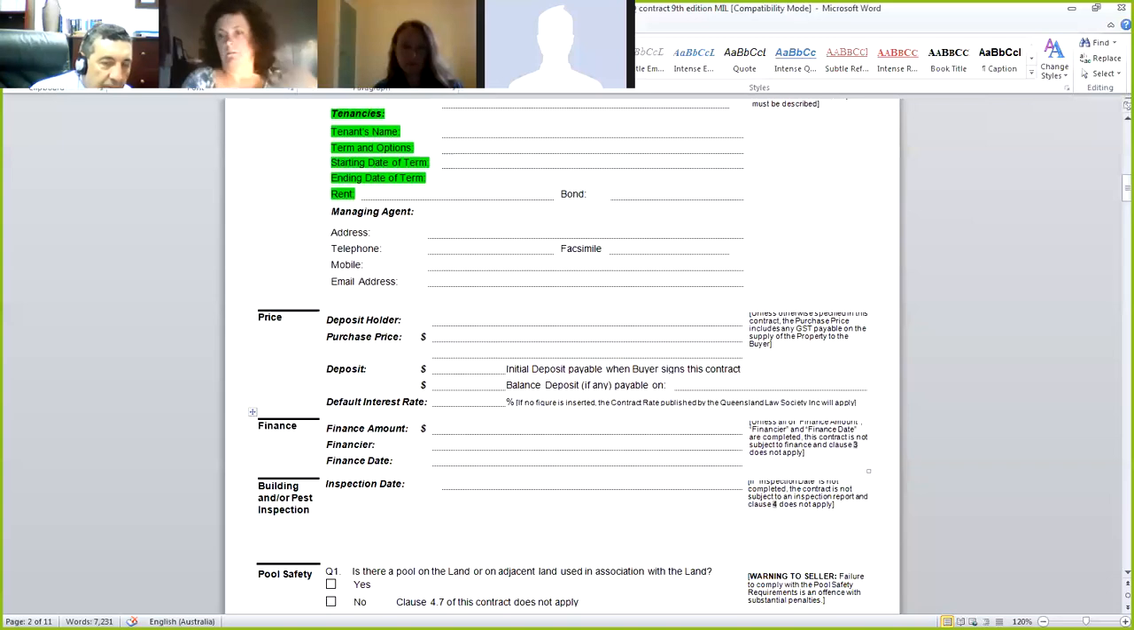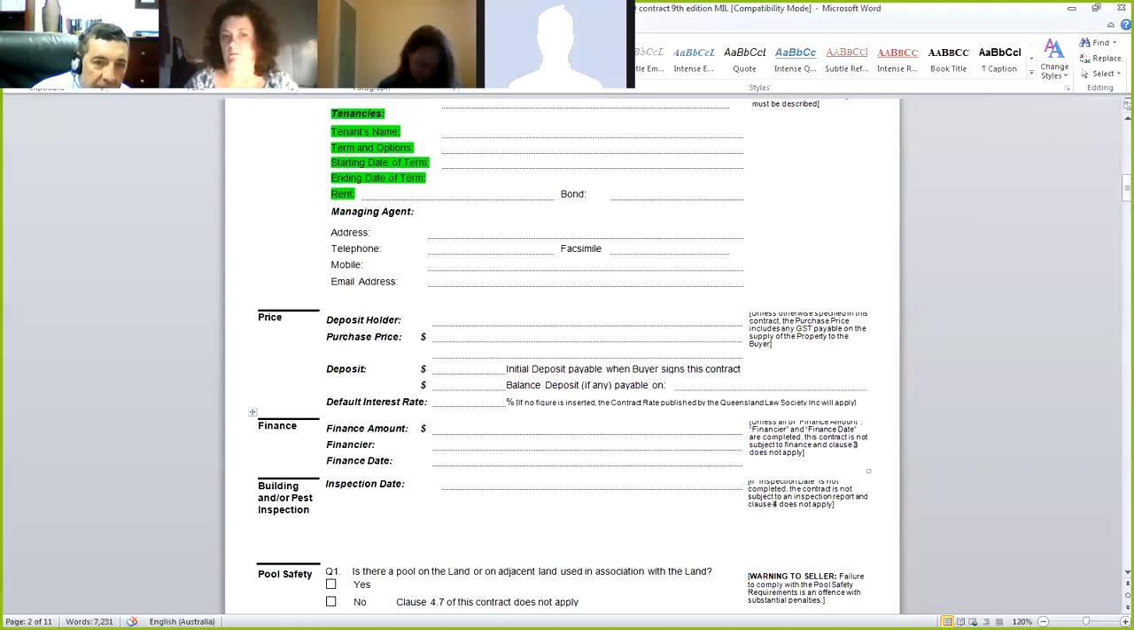If you leave anything in more general terms, then arguably the buyer has to do more work in order to justify terminating the contract for failure to obtain finance. So if, for example, we put in finance amount sufficient to satisfy or to purchase, that is then subject to further inquiry.